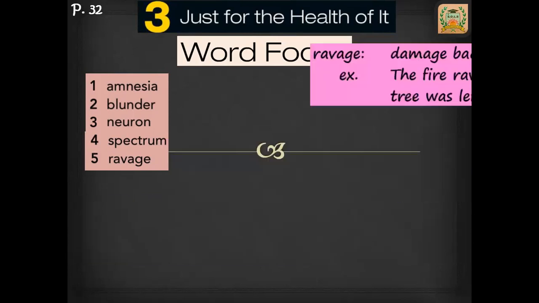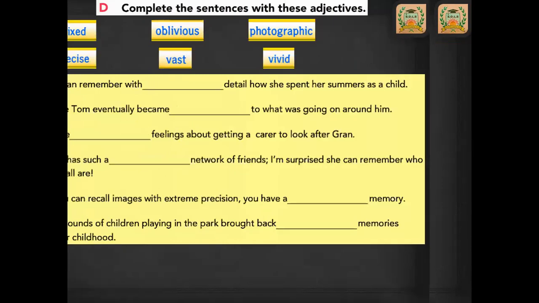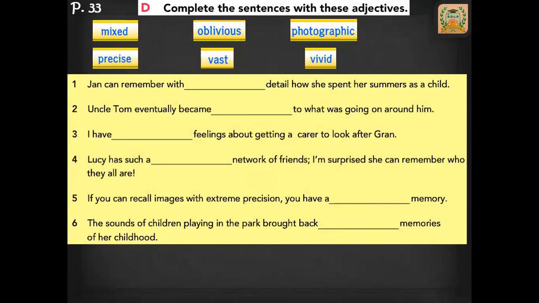Now let's go to page 33, exercise number D. We have 6 sentences and 6 words. We are supposed to match them together. Let's read sentence number 1. Jane can remember with detail how she spent her summers as a child. Now choose one of the 6 words: mixed, oblivious, photographic, precise, vast, and vivid.